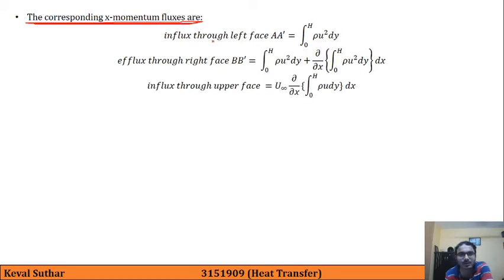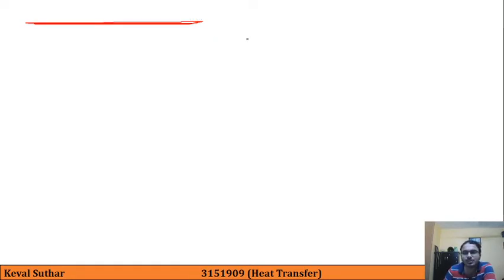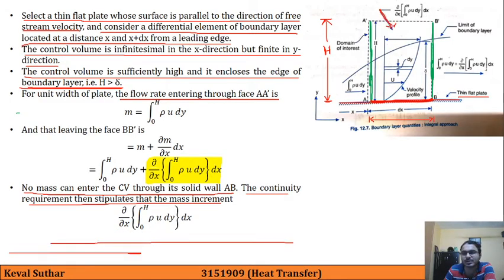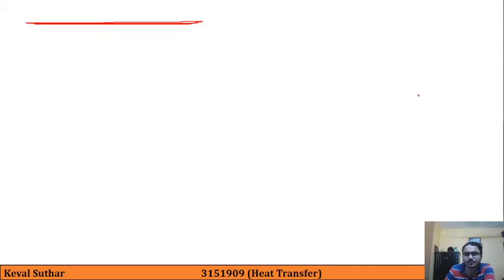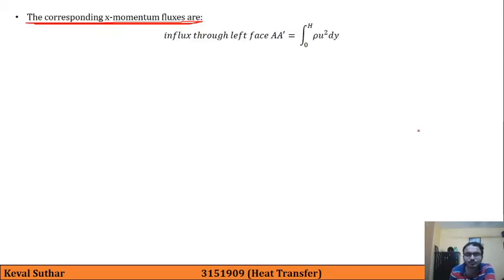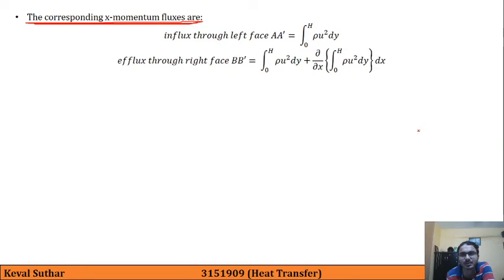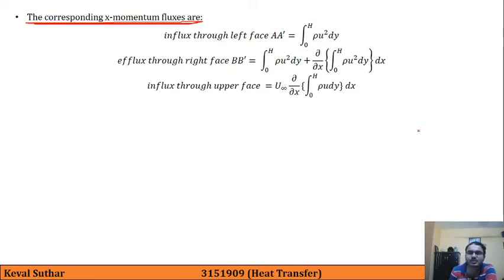And the influx through the upper face that I was telling you over here, this arrow, that is this part. So here also mass influx is happening, which is given by this formula, that is u infinity del over del x, this portion, u infinity del over del x integral 0 to h rho u dy into dx.